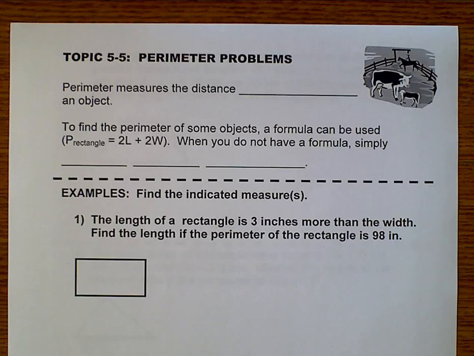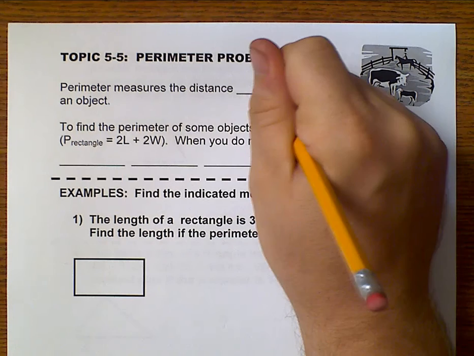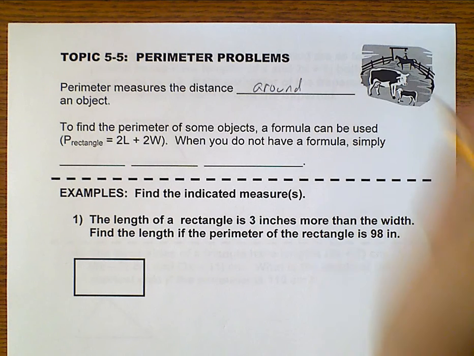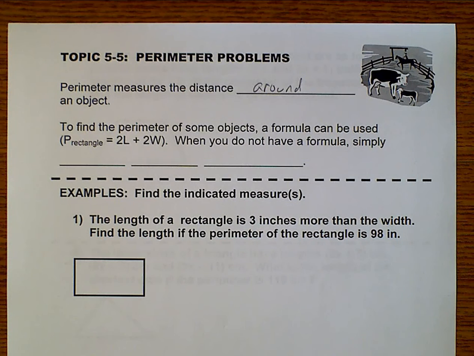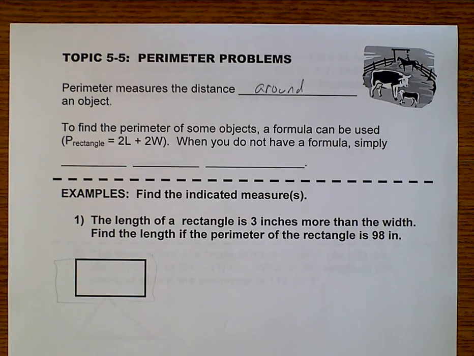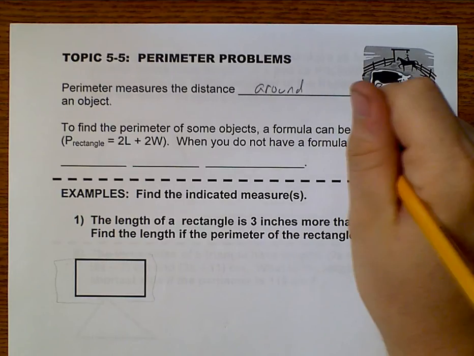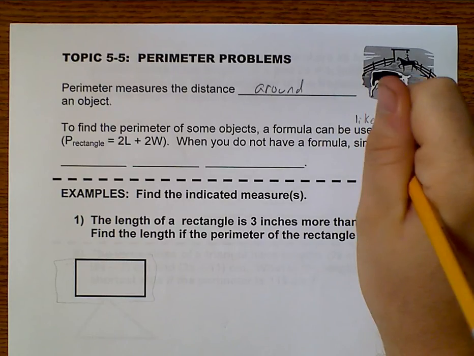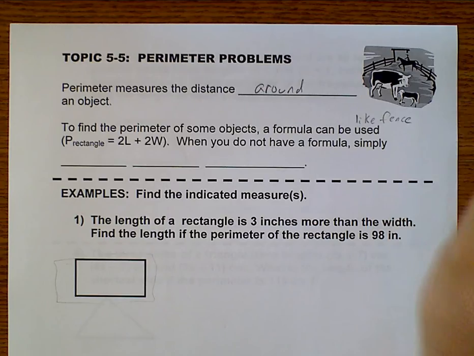Hello, this is topic 5-5 on perimeter problems. Just as a review, perimeter measures the distance around an object. Okay, we want to figure out how far it is to go around, for instance, if we're building fence, which is why we have a picture of a fence over here.